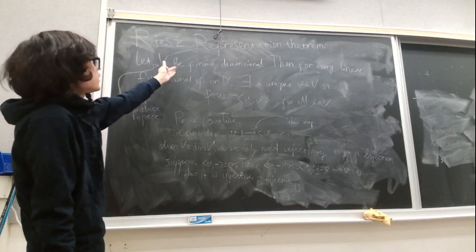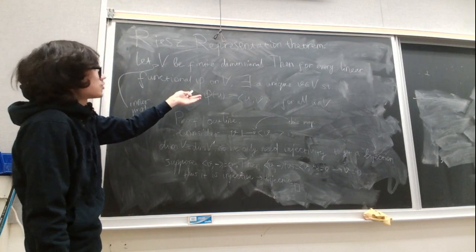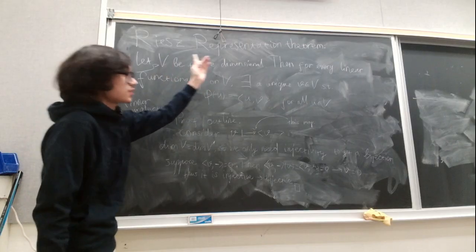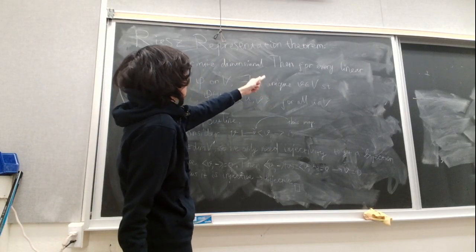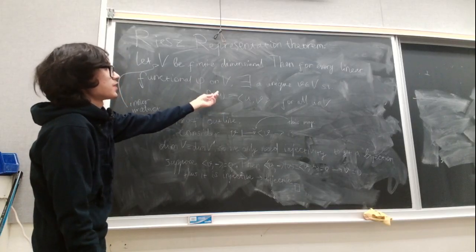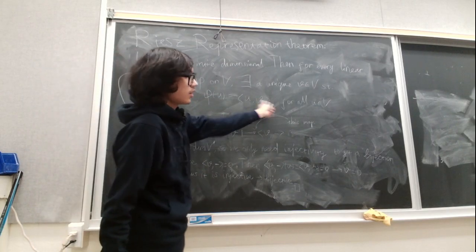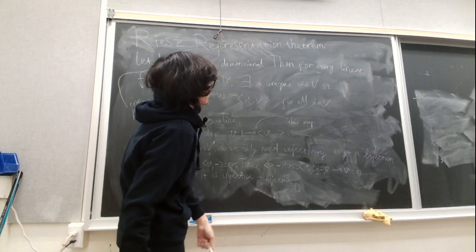So if V is a finite dimensional inner product space, then for every functional phi on V, there is a unique v in the vector space such that that functional is basically like taking the inner product with that v for all u in the vector space.